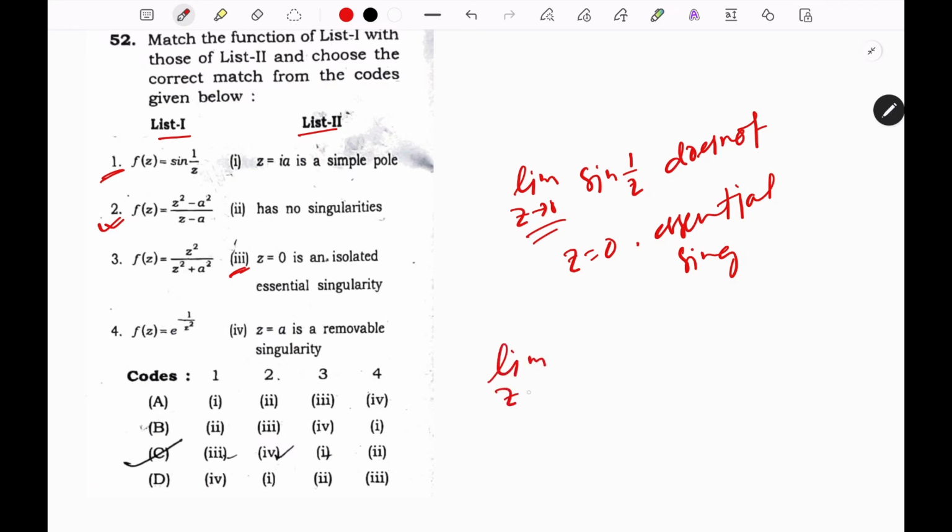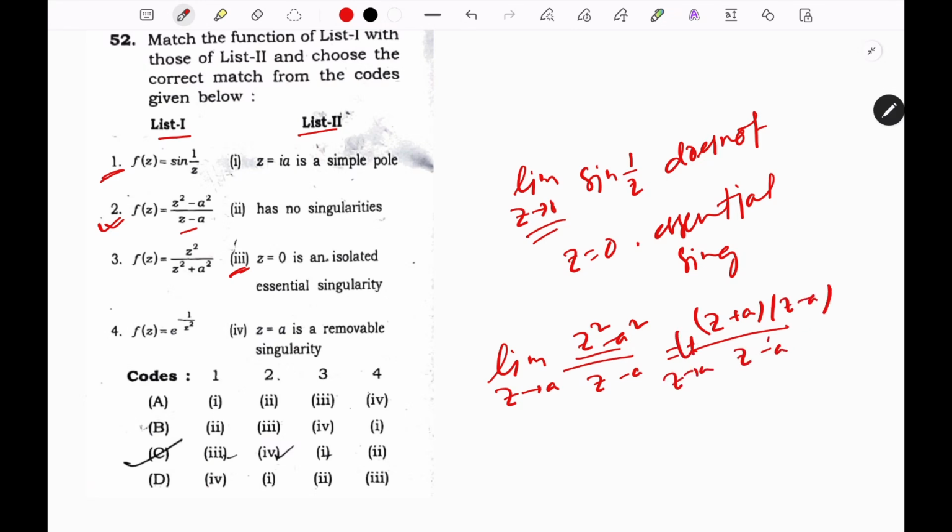Now limit z tending to a of z square minus a square by z minus a. Check whether this limit exists or not. We can write it as z plus a times z minus a divided by z minus a, with limit z tending to a. So this will cancel out and this limit exists. Since the limit exists, this is a removable singularity. So 2 will be matching to 4.